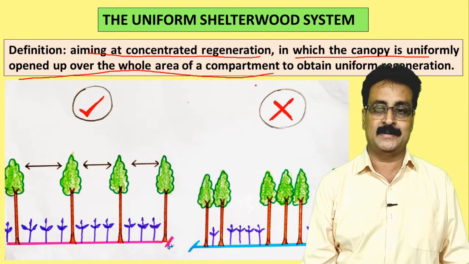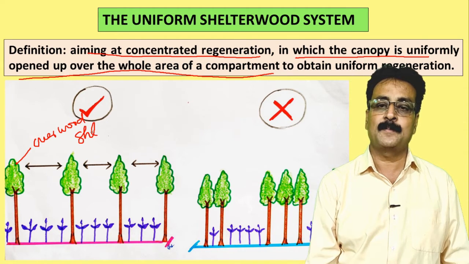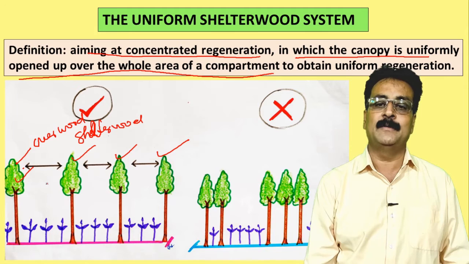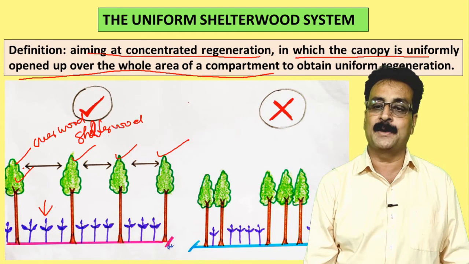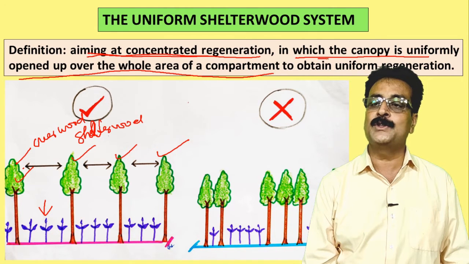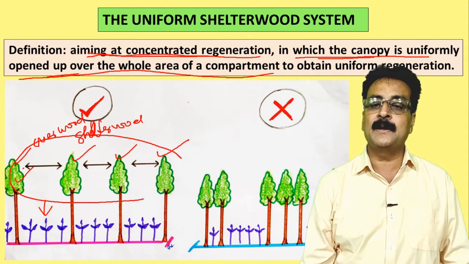of a compartment. See, this is the overwood, or we can say it is a shelterwood, which we can see is uniformly spaced here because we are removing it uniformly. We are removing the tree species or overwood or shelterwood uniformly for the progress of the regeneration to come up here. So again, let's go back. Aiming at concentrated regeneration in which the canopy is uniformly opened up over the whole area. We can see here we are opening up in a uniform way.